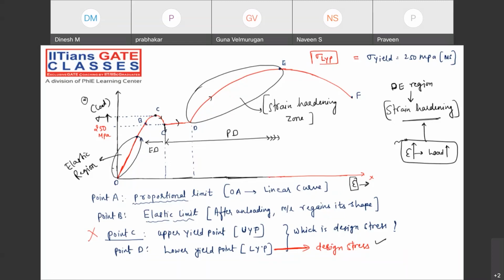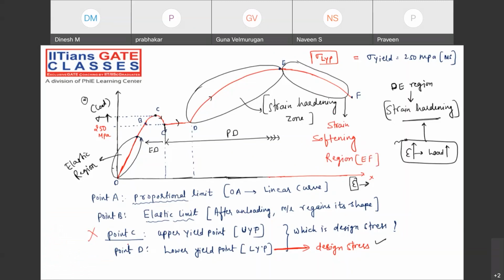What is the strain softening zone? From E to F, whatever zone is there, what are we calling it? This region we are calling the strain softening region. Understanding my point? Strain softening region, the region from E to F.